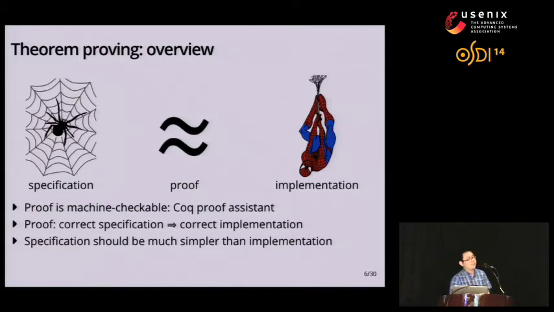I want to emphasize three points. First, the proof is machine checkable. You can use Coq or other provers to check the proof, so you have to make sure the proof actually is correct. Then the proof guarantees that if the specification is correct, the implementation must be correct. That's a good part you get from proof. And I want to make a point here: the specification should be simpler than the implementation. Otherwise, there's no point in doing the proof.